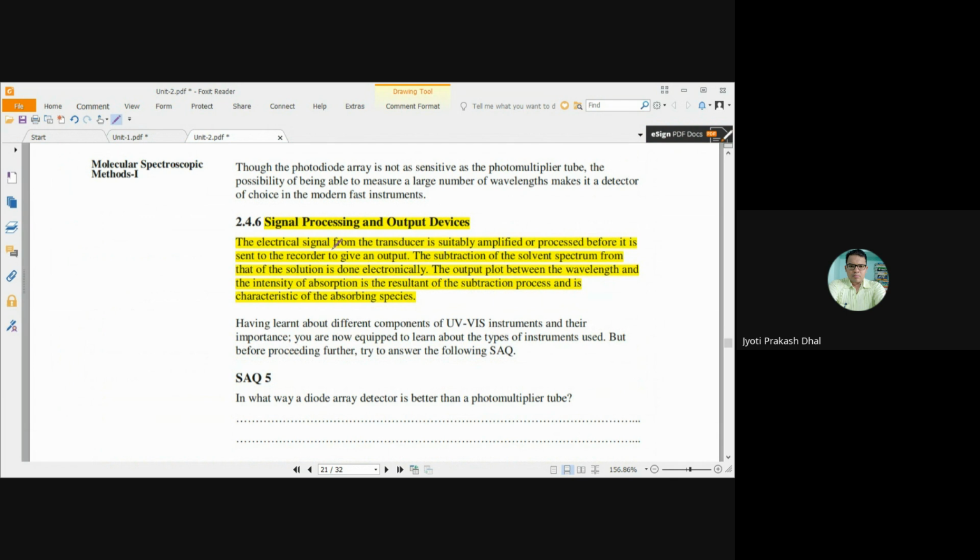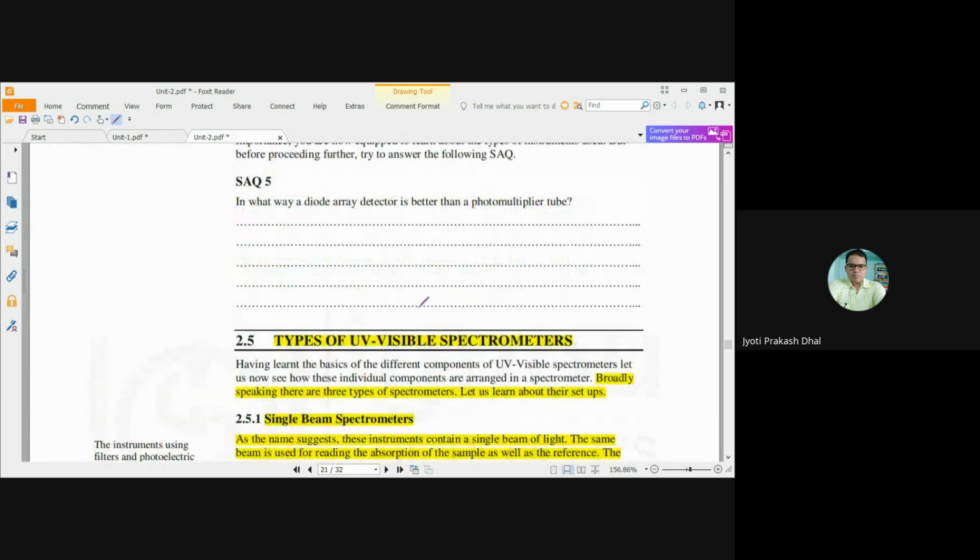Now coming to the signal processing and output device, the electrical signal from the transducer is suitably amplified and processed before it is sent to the recorder to give an output. The subtraction of the solvent spectrum from that of the solution is done electronically. So the output plot between the wavelength and the intensity of the absorption is the resultant of the subtraction process and is characterized by the absorption of species.